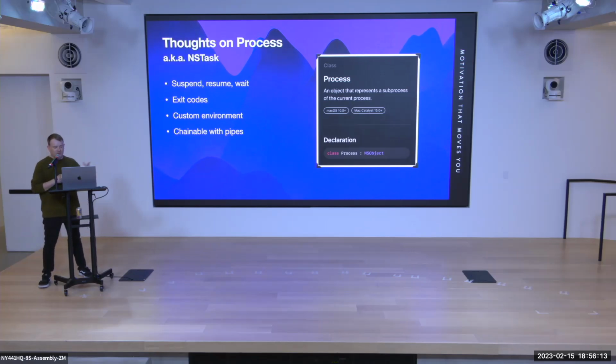You can do all sorts of things. You can suspend a process, resume a process, wait on the result of that process. You can read its termination status. You can provide it with a custom set of environment variables. You can really go crazy with pipes. You can chain them together. You can spawn multiple and route their output from one to the other. So quite a bit, very powerful API.